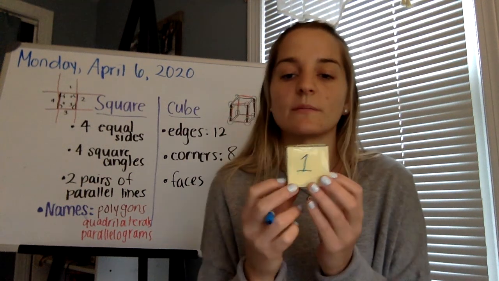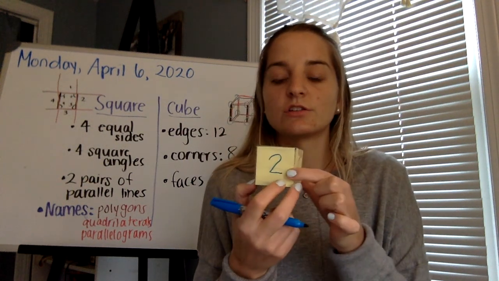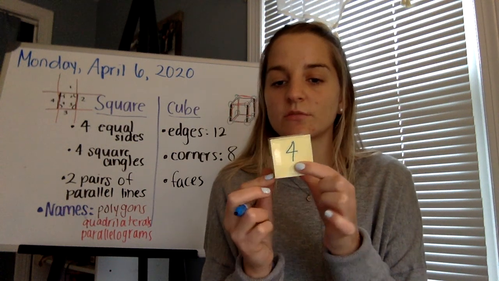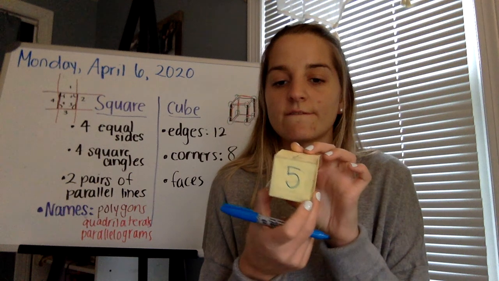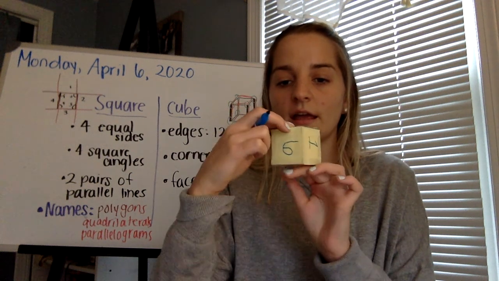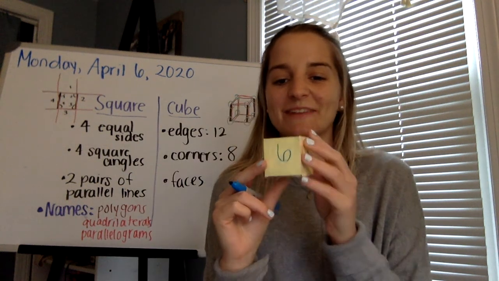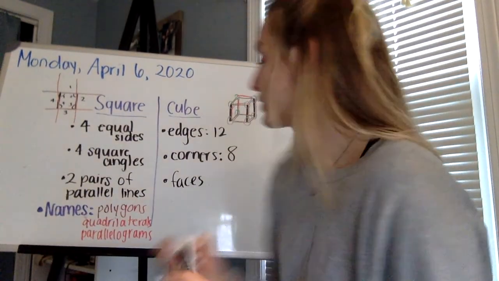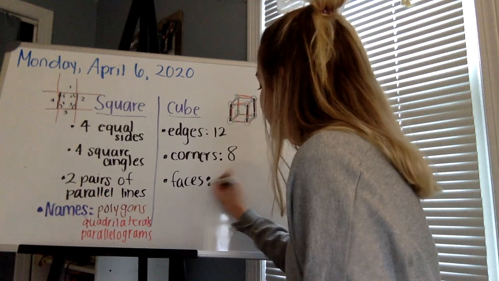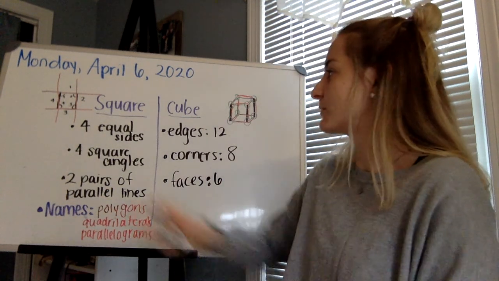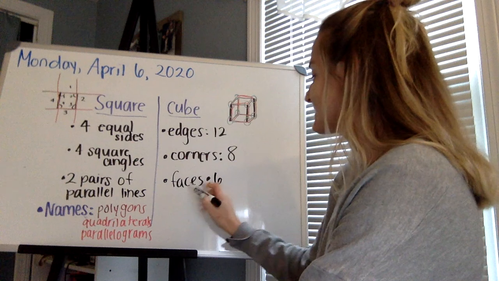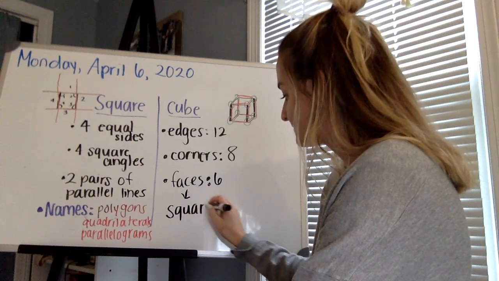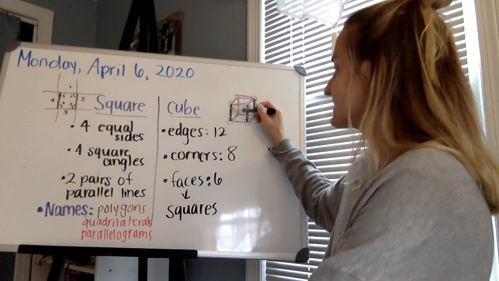Of a cube. Let's go over them again. 1, 2, 3, 4. Okay, so I'm done around the sides. 5 on the top and 6 on the bottom, okay? So there are 6 faces on a cube. And it was important to learn about squares because the faces on a cube are made up of squares. Okay, so each face is a square.